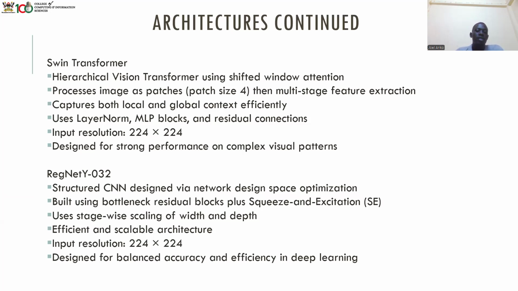Then for the RegNet, it is a structured CNN designed via network design space optimization, built using bottleneck residual blocks plus squeeze and excitation. It is an efficient and scalable architecture. It also takes an input resolution of 224 by 224.